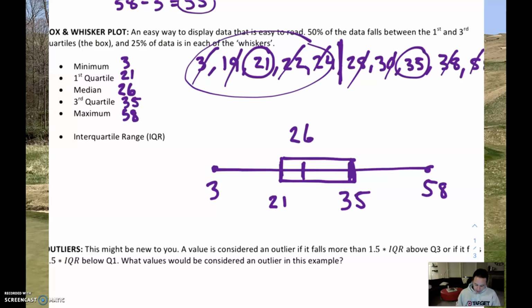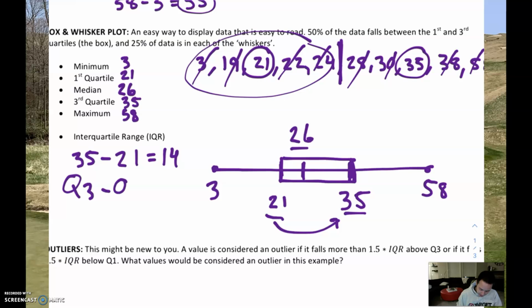So here's your Q1, here's your Q3, here's your median, and those comprise the box. The whiskers are the parts out on the end. We have another definitional term, which we'll use in just a second, called the interquartile range. That's basically the range of the box. So our box goes from 21 to 35, so the range of that is 35 minus 21 equals 14. The formula for that is just Q3 minus Q1.